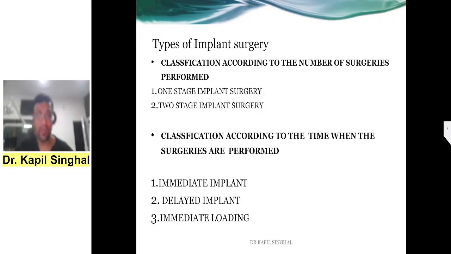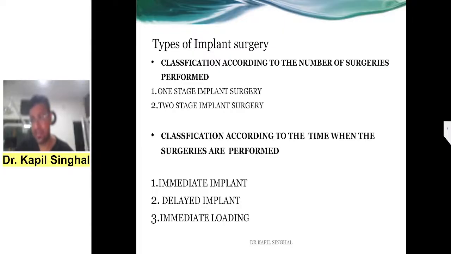Okay, so cover screw, healing cap, impression post screw, even abutment screw, all these screws are tightened with this hex driver. Now, next is the classification of implant surgery. There are two basic classifications of implant surgery. The first classification is according to the number of surgeries that are performed. The first is one stage implant surgery, and the second is two stage implant surgery.